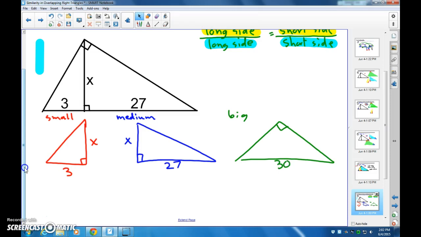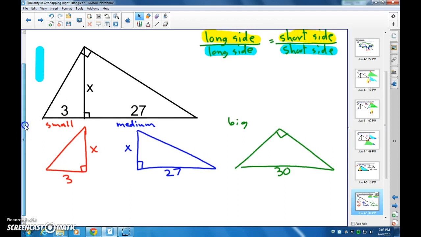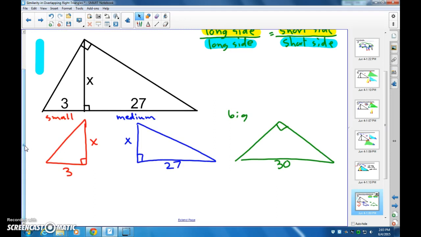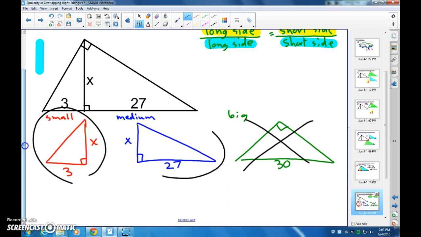Now when you set up a proportion, you need 4 things. If you noticed up at the top of my proportion that I was going to use, I have a top left, bottom left, top right, bottom right. I need 4 numbers or 4 unknowns or a combination of those to solve. Well, the big guy only gives me one thing. It's the 30. So I can't really pair anything up there, but I can pair up with the small and the medium.